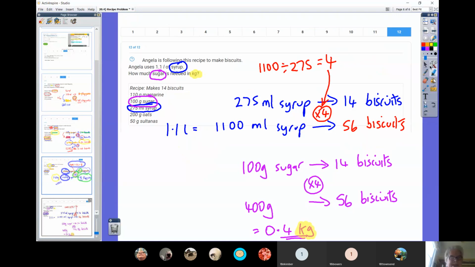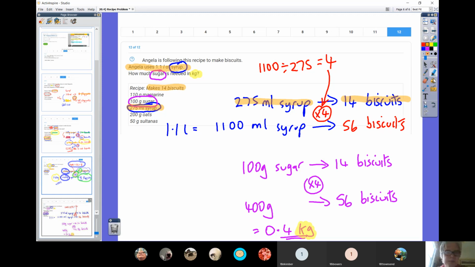Okay, so again, they all start off the same way. Your starting point is just to read the first bit of information. Angela uses 1.6 litres of syrup. So this question is all about syrup to start with. So go to the recipe and dig out the syrup information. So 275 millilitres of syrup makes 14 biscuits.